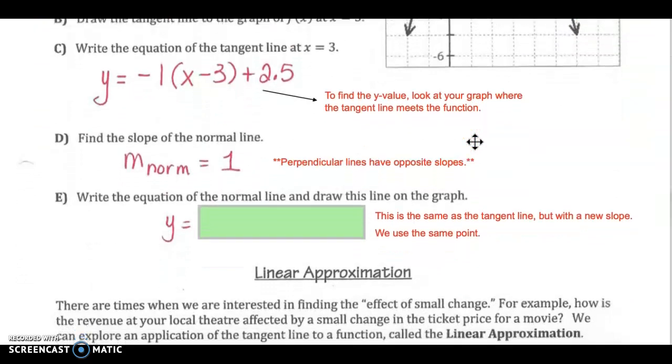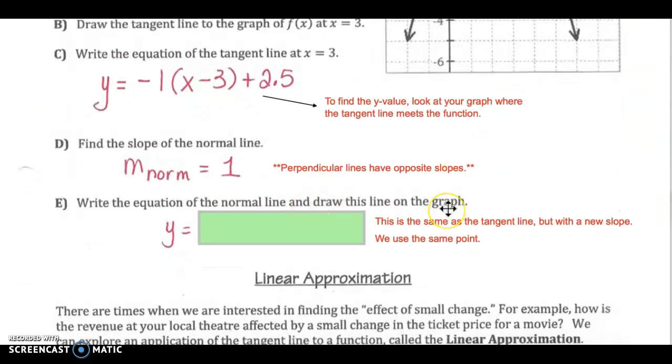Then down here it says to write the equation of the normal line and draw this line on the graph. We already saw how it was drawn. It says this is the same as the tangent line, but with a new slope. So we use the same point, we still use (3, 2.5), and it's going to just look like this. So this negative 1 becomes positive.